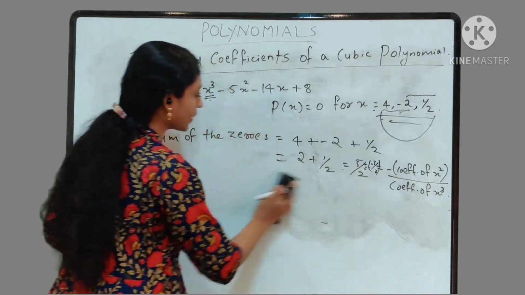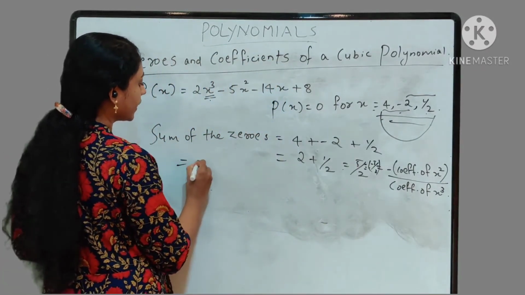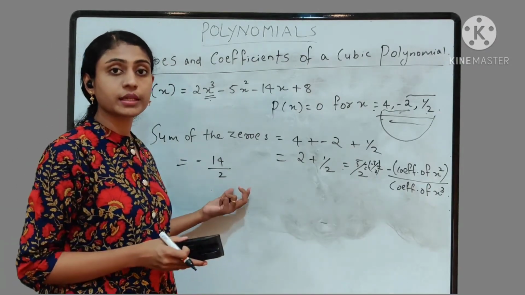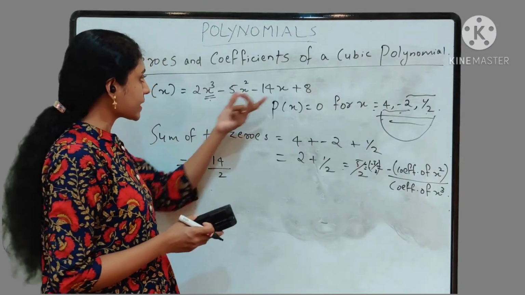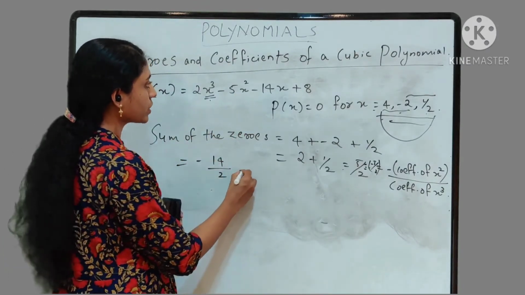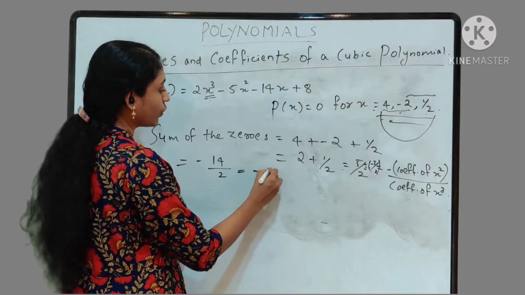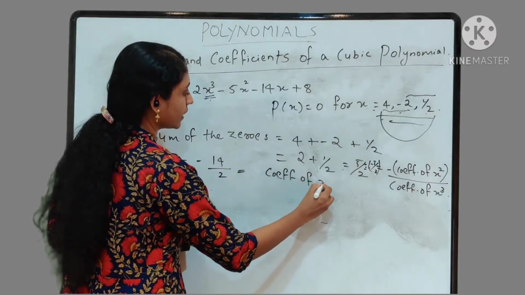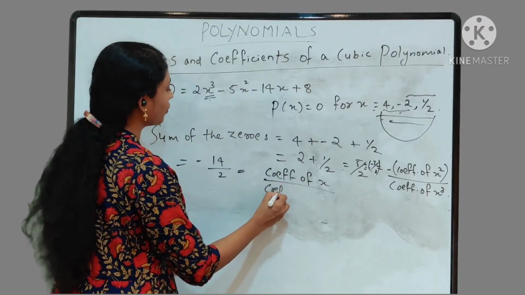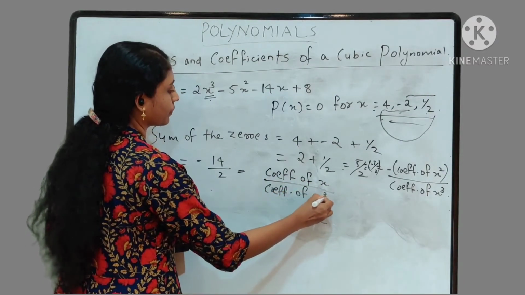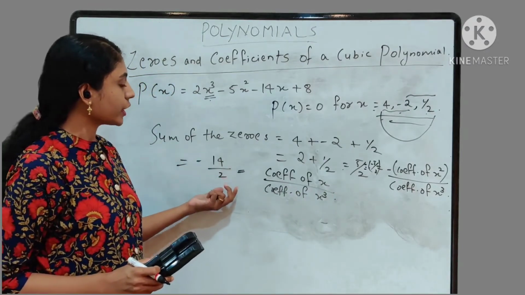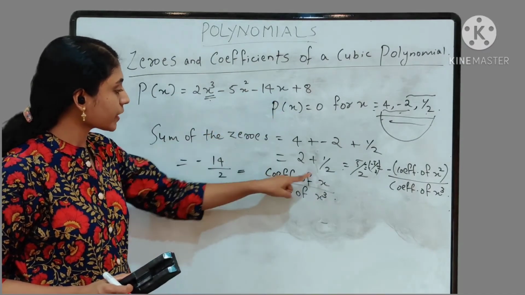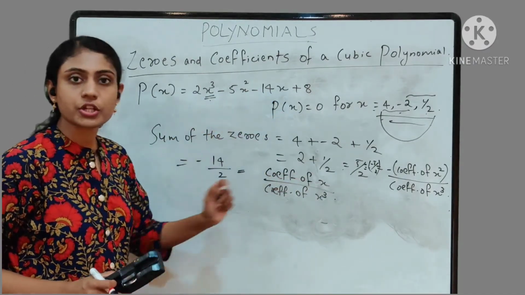Got it? Minus 7 can be written as negative of 14 by 2, because 14 is completely divisible by 2. So minus 7 can be rewritten as minus 14 by 2, which is nothing but coefficient of x divided by coefficient of x cube. Minus 14 is the coefficient of x, divided by 2, which is the coefficient of x cube.